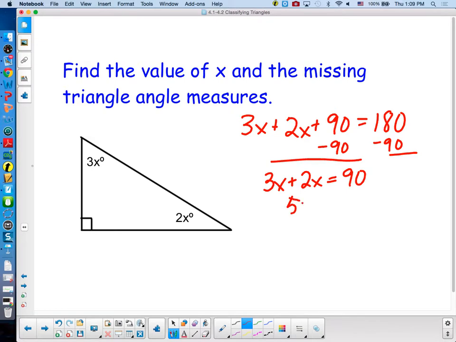All right, 5x equals 90. 90 divided by 5 is 18. So our angles: 2 times 18 is 36. And 3 times 18 is 54. And then when you add the 90, you get 180 total.